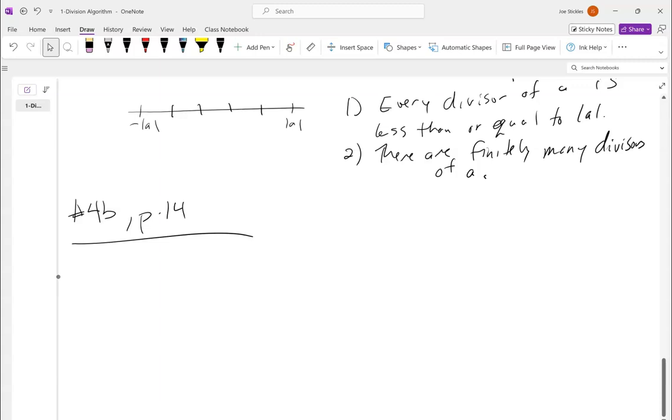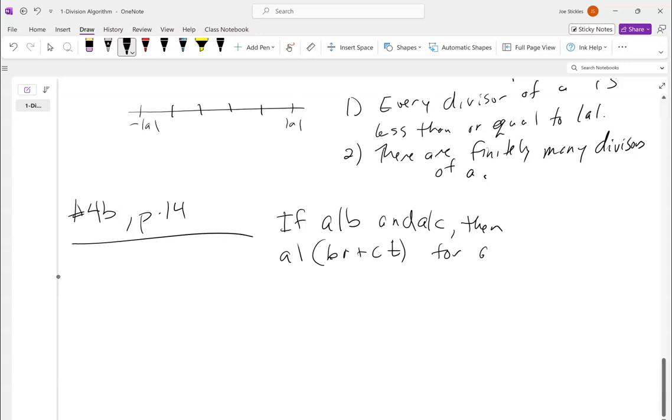All right. So let's look. This is 4B. So this says that if A divides B and A divides C, then A divides BR plus CT, for any R and T in Z. I don't know why they didn't use R and S or S and T or X and Y. So let me skip the letter. That's fine. Doesn't matter.